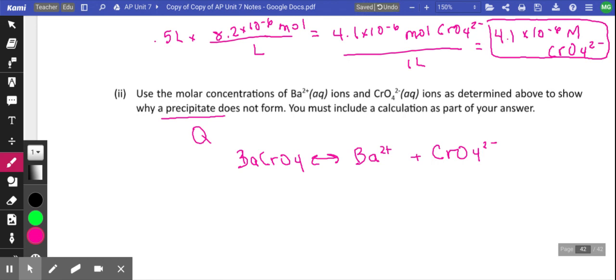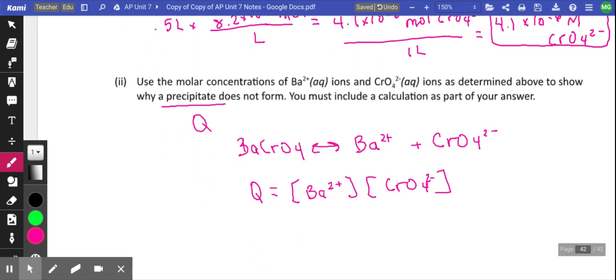We know solids don't get included in this expression, so my KSP would be the concentration of Ba2 plus times the concentration of CrO4 2 minus. Q is going to be set up the same exact way. It's going to be the concentration of Ba2 plus times the concentration of CrO4 2 minus. And I have those concentrations that I just figured out in part 1 here. So my Q is going to be equal to 4.1 times 10 to the minus 6 times 4.1 times 10 to the minus 6. And when I plug this into my calculator, I find that Q is equal to 1.68 times 10 to the negative 11.